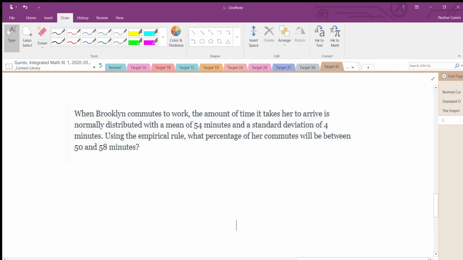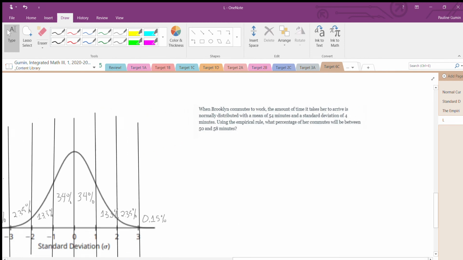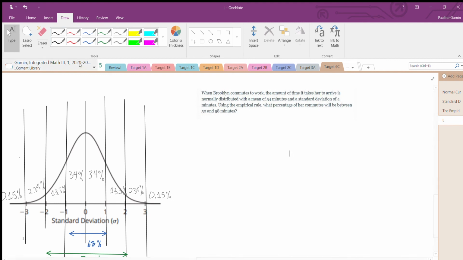Let's talk about this problem about some standard deviation. When Brooklyn commutes to work, the amount of time it takes her to arrive is normally distributed with a mean of 54 minutes and a standard deviation of 4 minutes. Using the empirical rule, what percentage of her commutes are between 50 and 58? All right. Okay. So here's our curve.